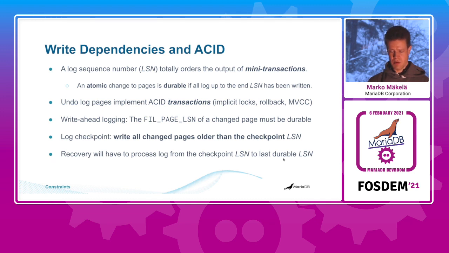So the buffer pool contains B-tree index pages and undo log pages and blob pages, and all those pages are kept in sync with the redo log and with the write-ahead logging. So we are not allowed to write any pages to the files before the corresponding change has been written to the redo log. Because if the pages were ahead of the redo log, then recovery would not be able to recover up to that latest page LSN. We might get an inconsistent state of the system.